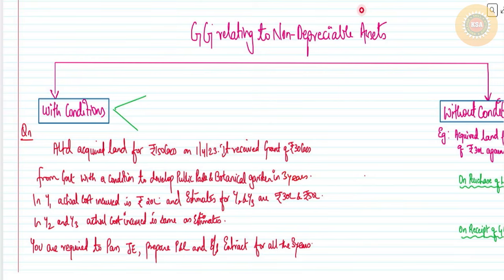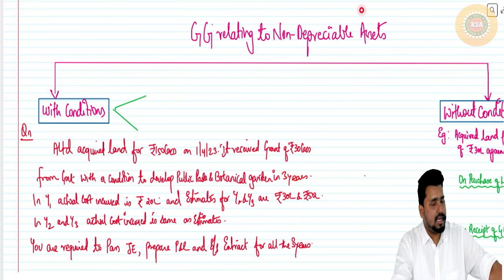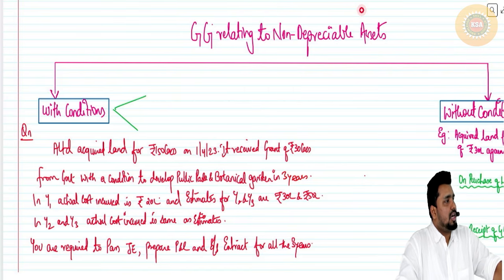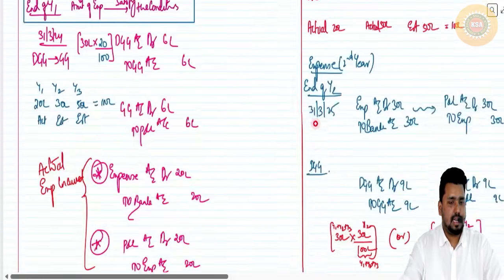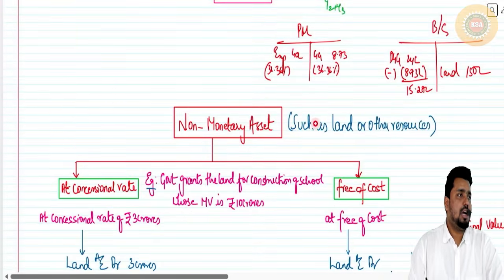So, when it comes to government grants, what are they related to? Specific fixed assets. That can be depreciable or non-depreciable. Since we have learned this, we will also learn the refund of a grant relating to a depreciable asset. We will see when that applies, and we will understand the refund of government grant.